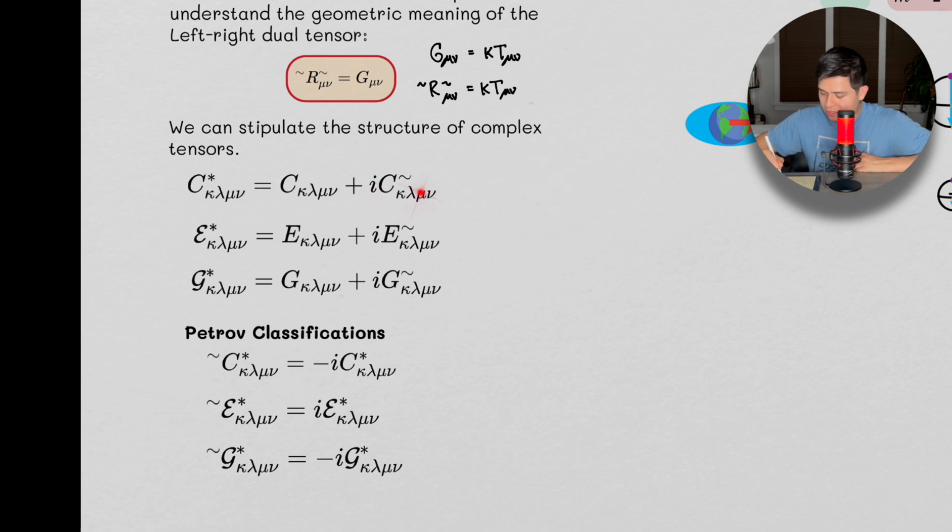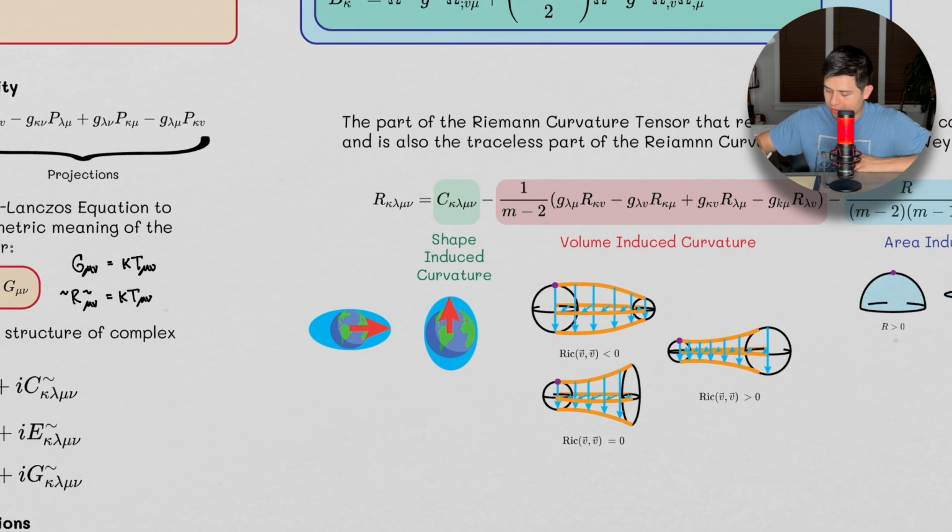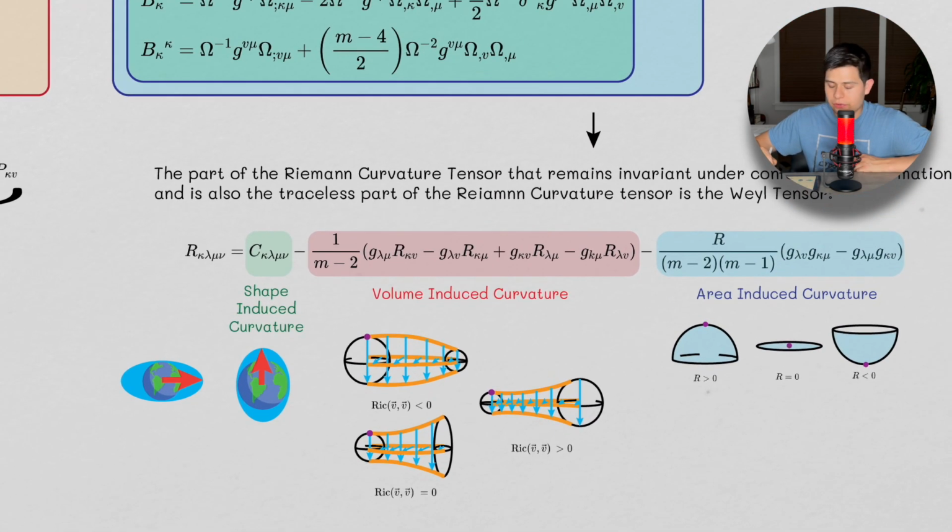So if the right dual is the complex component of a complex tensor, then the left dual of the complex tensor is the complex, or if the left dual of the complex tensor is I times the complex tensor, right? And so we have this for each one of these, right? So in the Weyl case, in the Ricci case, and in the scalar case. And we'll come back to this later. This is somewhat advanced stuff. It's not necessary right now.